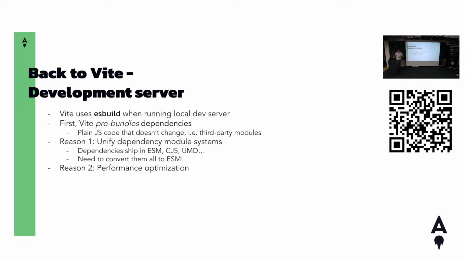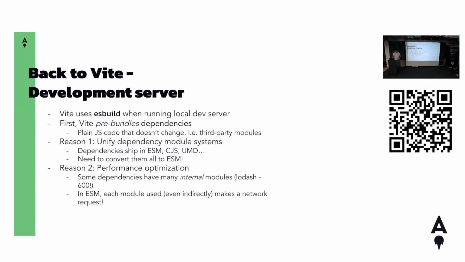And the other reason is performance optimization. So if you remember, I've shown you the network tab. For each module that you use with ECMAScript modules, it makes one network request. And some libraries are really modularized, like Lodash, which has like 600 modules in total. If you imported all of Lodash in your app and used ECMAScript modules, you would make 600 network requests. So obviously you can't do that. It just doesn't work really well.